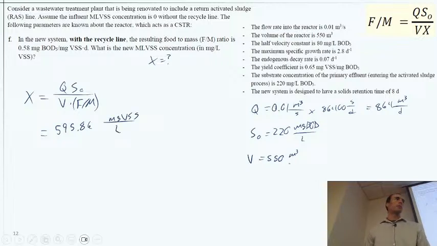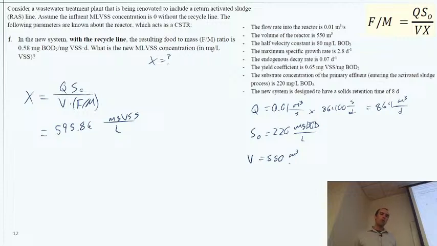Okay, so I put this one up here already for you. I just did the math in Excel. The question is asking for what is X in the reactor. Of course, it would be good to go back and refer to the drawing if you needed to, but the new MLVSS concentration, milligrams per liter VSS, should be asking us what is X.